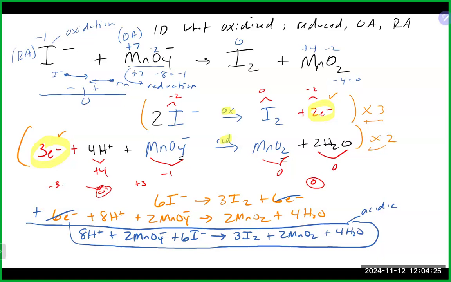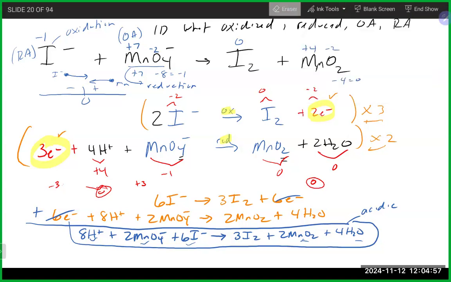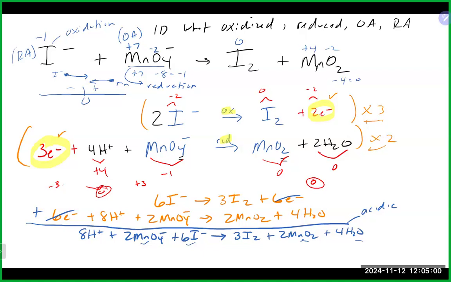So we do have 8 hydrogens on the left and right, 2 Mns. We got 8 oxygens on the left. 4 and 4 is 8, and 6 I's on each side. Overall charge, that's a plus 8, a minus 2 is a plus 6, and a minus 6 is 0, and 0 on the right-hand side. So if we were doing acidic, we would be properly balanced at this point, and we see the H pluses, which tells us it is acidic. But in this particular one, we did want to do basic. So at this point, what we can do is just continue on, and go basic here.